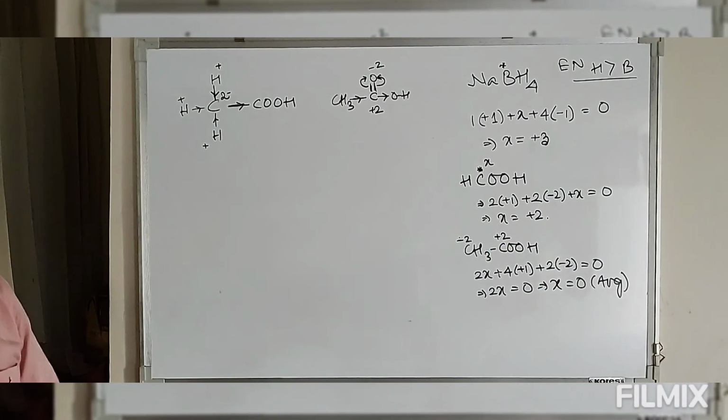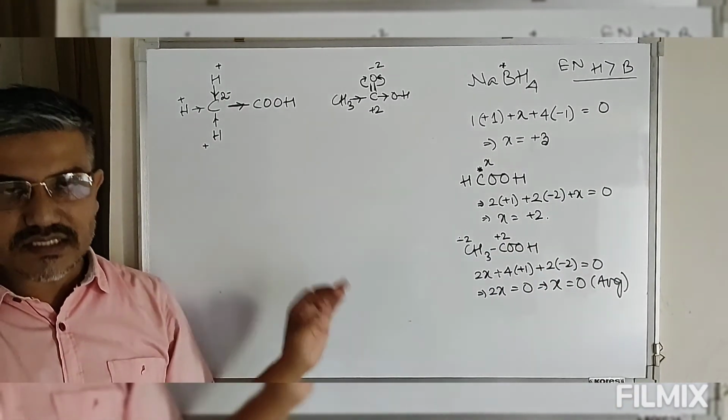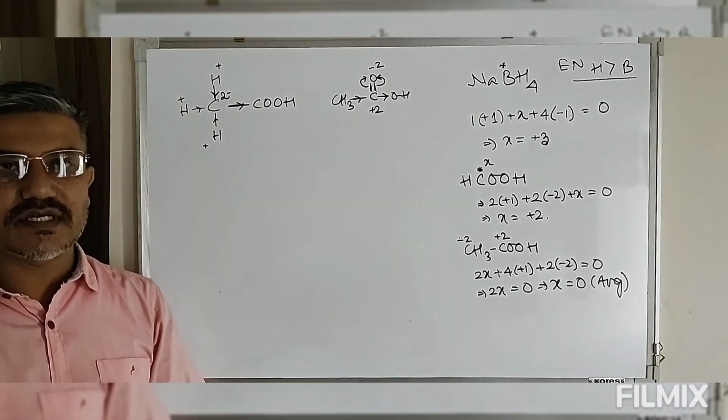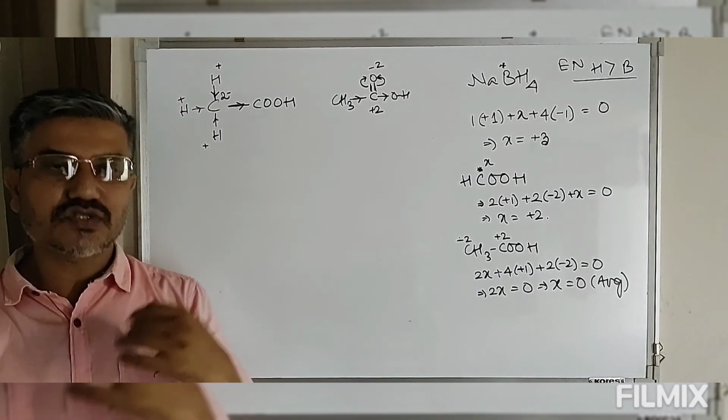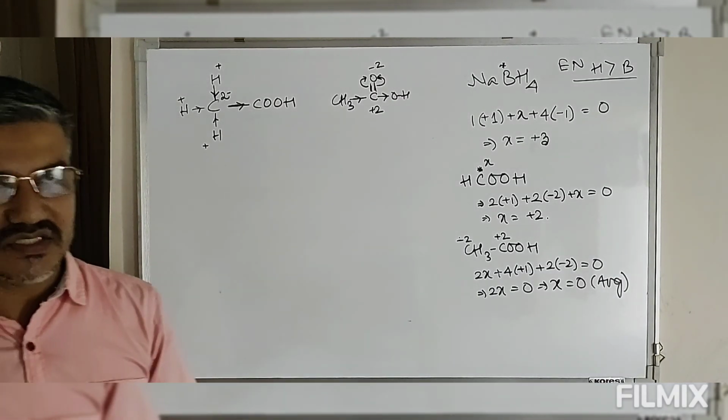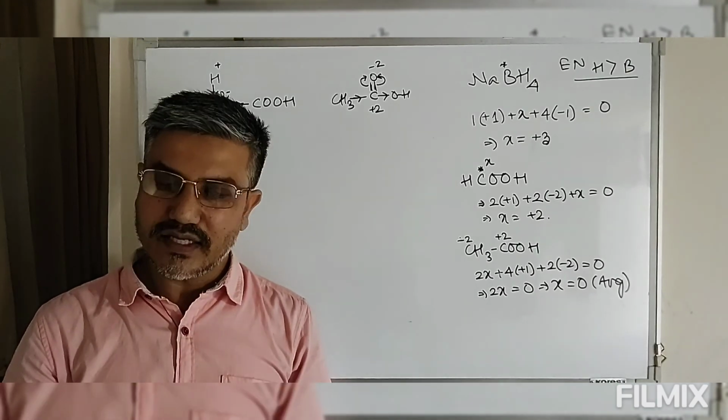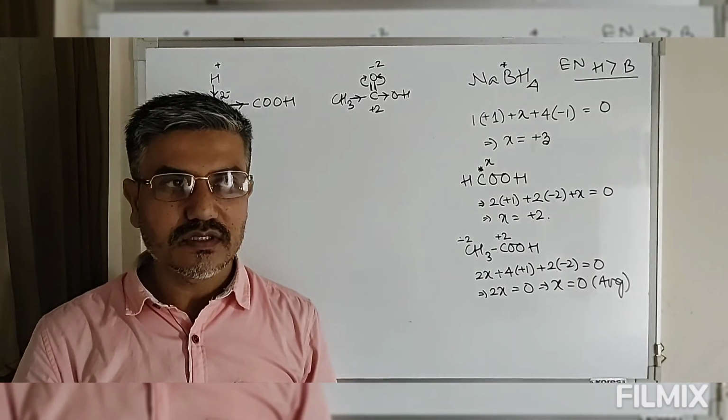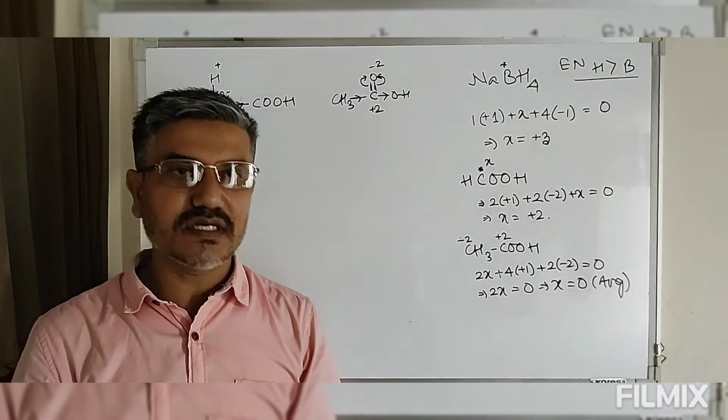So this is how we define the oxidation state by use of the set of rules. By using these sets of rules, we can easily define the oxidation state of the combining atoms. So this is all about the rules for assigning oxidation state.